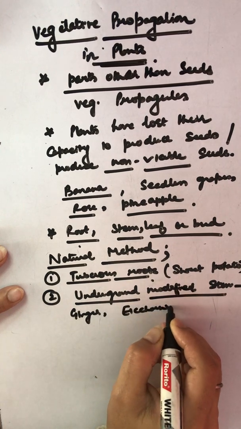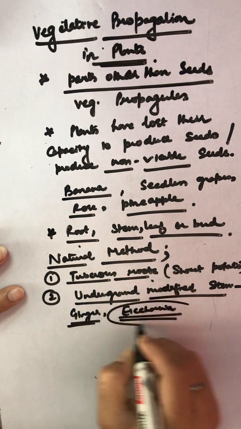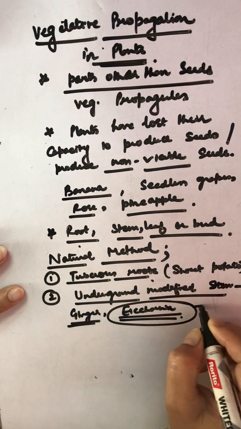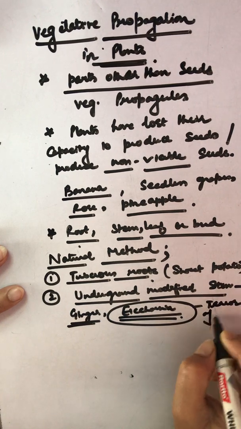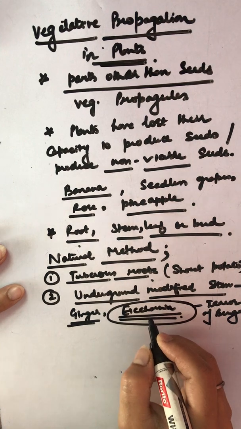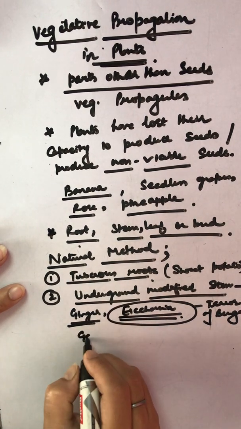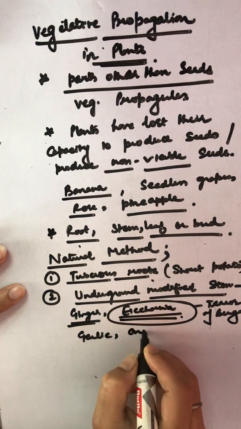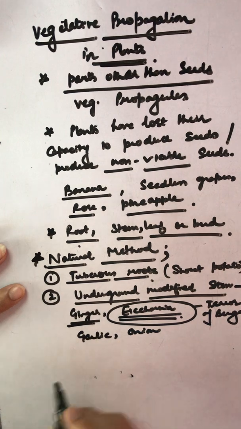Eichhornia. It is water hyacinth. It is also known as terror of Bengal because it was badly spread there. Terror of Bengal, Eichhornia crassipes. Then there are corms, bulbs, garlic, onion. All these are vegetative propagules which grow naturally.